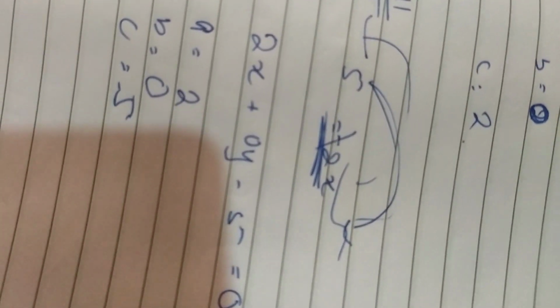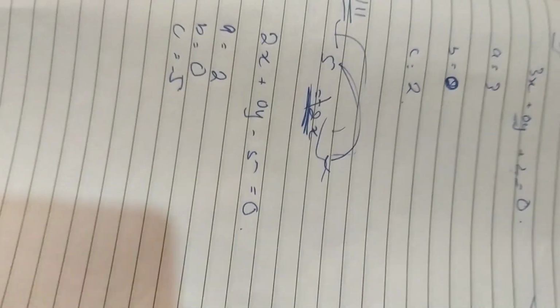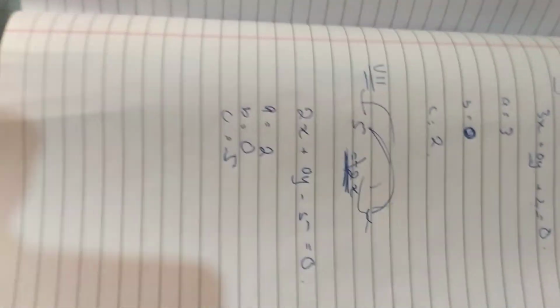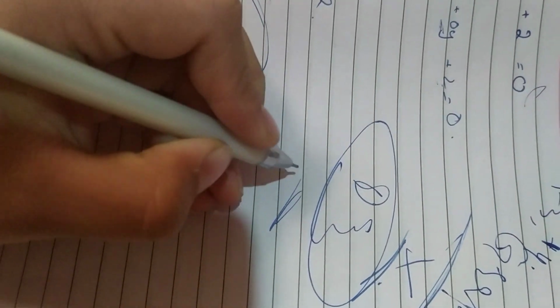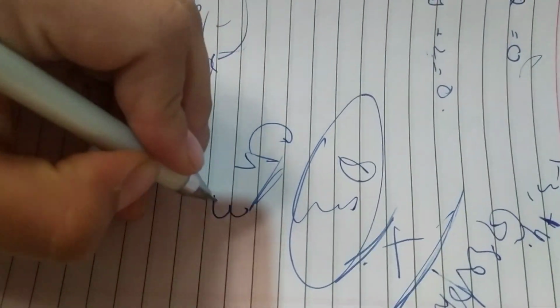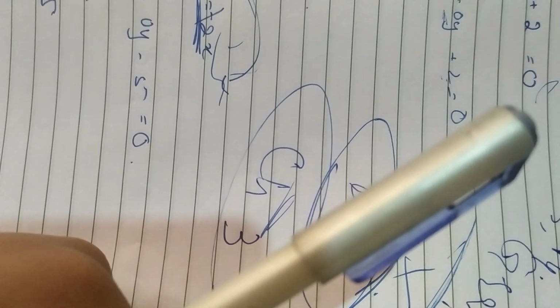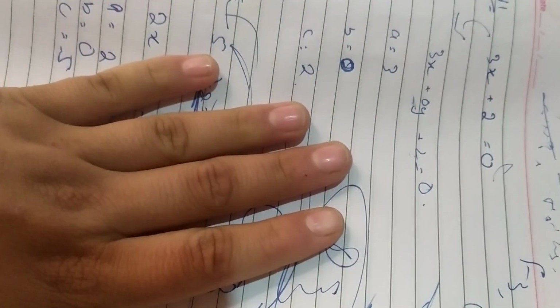So this was all for your chapter, linear equations in two variables. So you have completed your chapter 3, which is in your exams. It's chapter 3, linear equations in two variables, and it is a really very easy chapter.